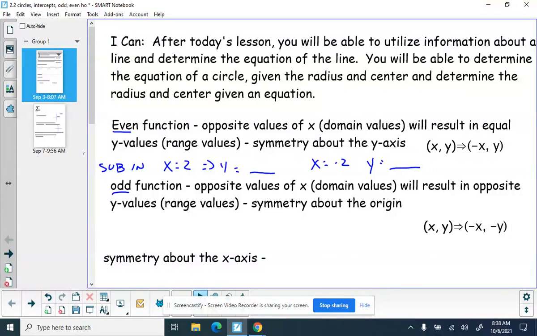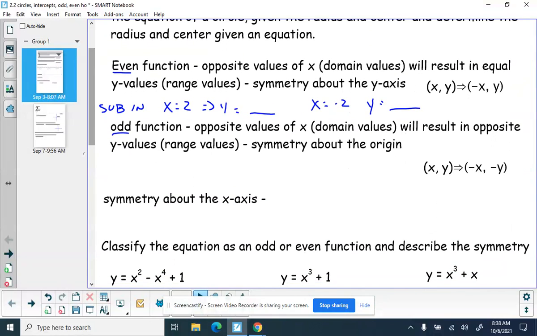So all these things connect together in regards to the idea of symmetries and even and odd functions. Symmetry about the x-axis. You can have some symmetry about the x-axis.